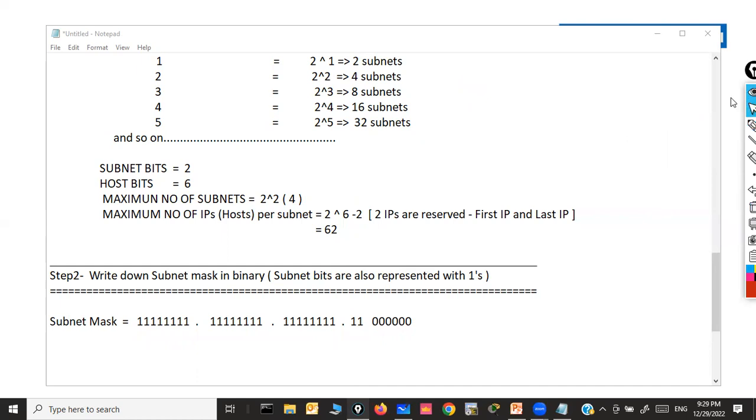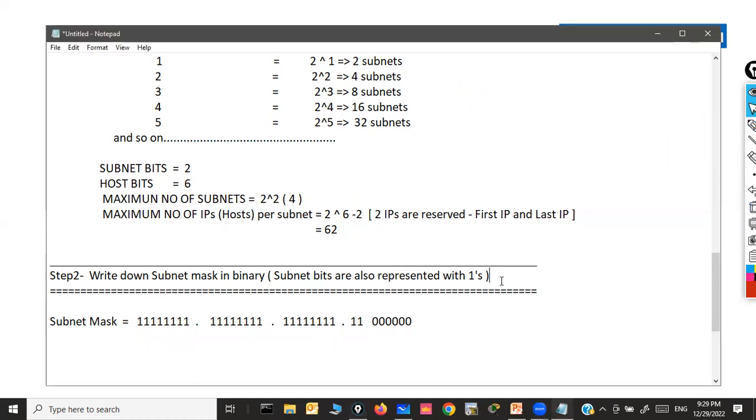Now, once it is written down, convert it into decimal. We have written it in binary, and now we are going to convert it into decimal. Now you understand why yesterday we talked about decimal representation. In decimal representation, all ones means 255. Again here, all ones means 255.